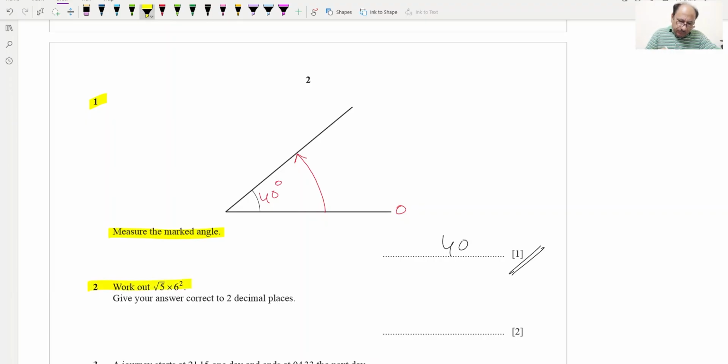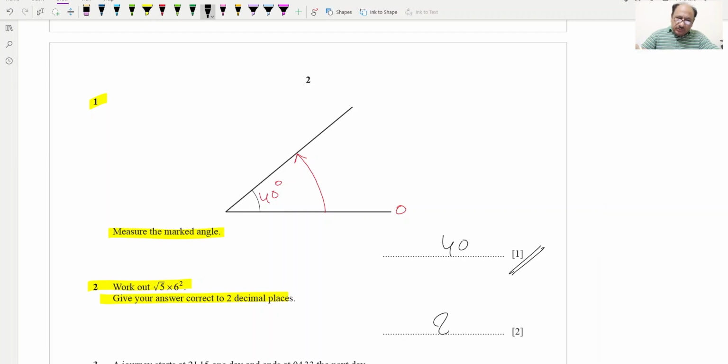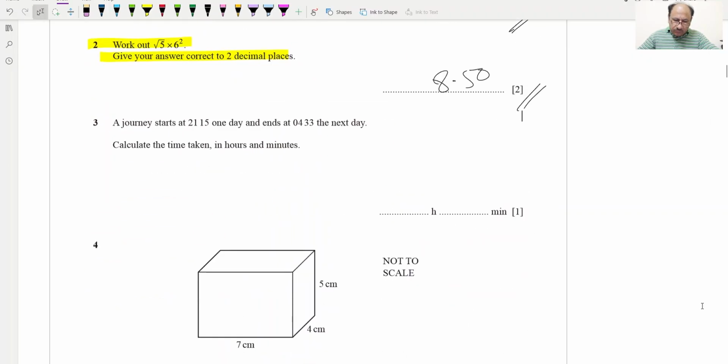So next, work out this, and give your answer to 2 decimal places. We can use a calculator, so it will be root of 5 multiplied by 6 squared. The decimal value will be 80.498, so we can round it to 80.50. So 80.50 will be our answer for 2 marks.